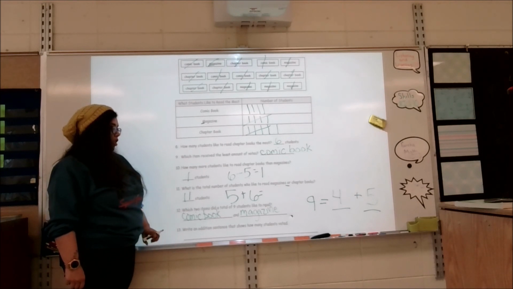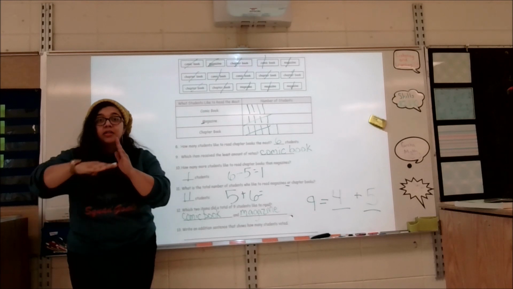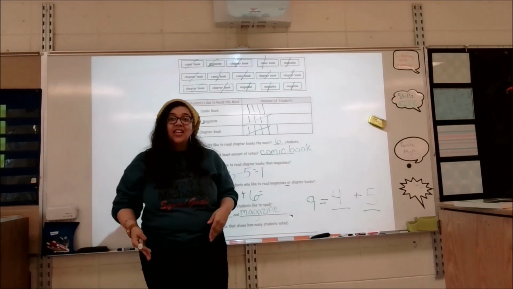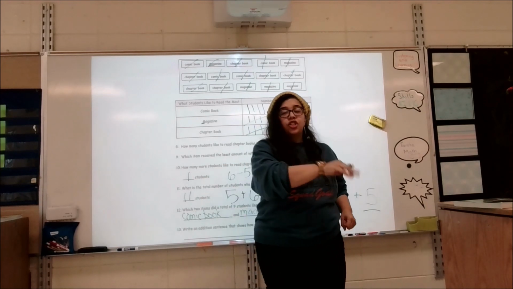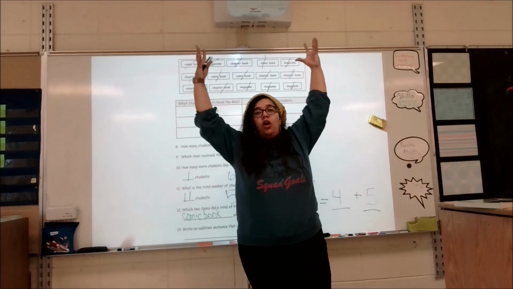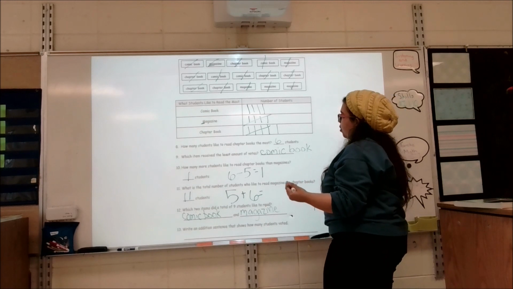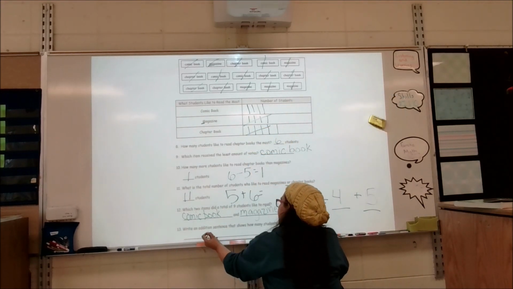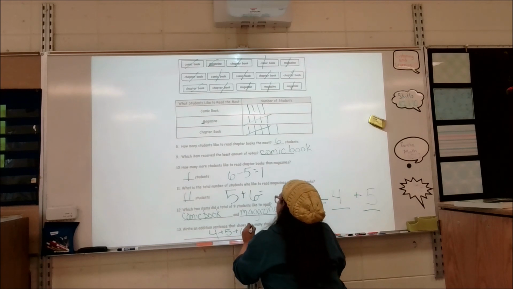Now, we're going to write an addition sentence that shows how many students voted. So we want comic books plus magazines plus chapter books. Comic books, magazines, and chapter books all together make our true grand total whole. Comic books is represented in this instance by the number 4, because there's 4 comic book readers, plus 5 magazine readers, plus 6 chapter book readers.